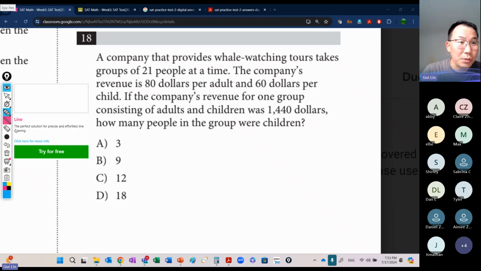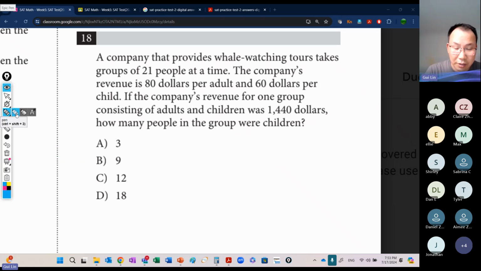Excellent. So this one looks very similar, the same style of question as what we talked about in number 14, right? Okay, so let me quickly duplicate here. So there are totally 21 people going on the tour, right? So for adults, they spend 80. Each adult spends A, okay? And children's is 60 per child. So the total cost.